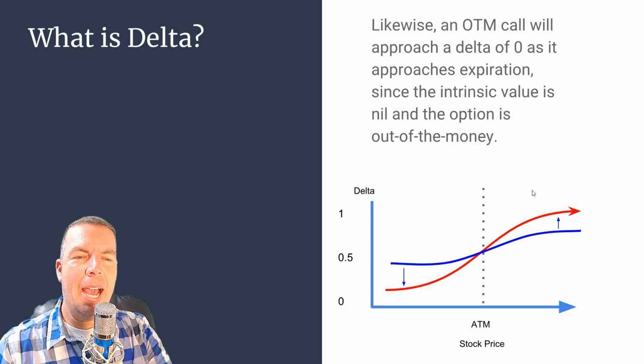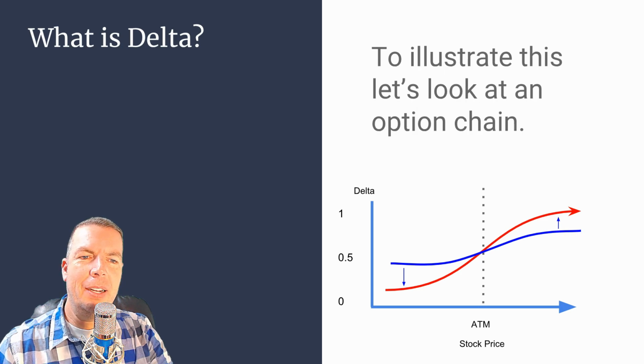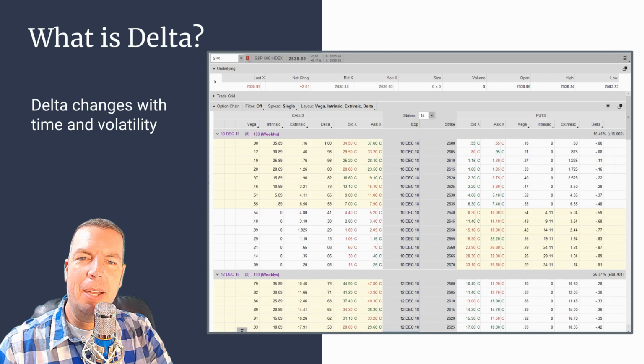Now, if we're looking at the out of the money call options, that delta is going to approach 0 as we get closer and closer to expiration, because the intrinsic value is nil and the option is out of the money. So let's look at it on the options chain to see what we're talking about here.